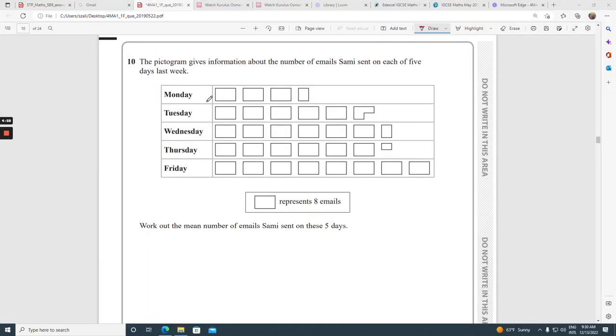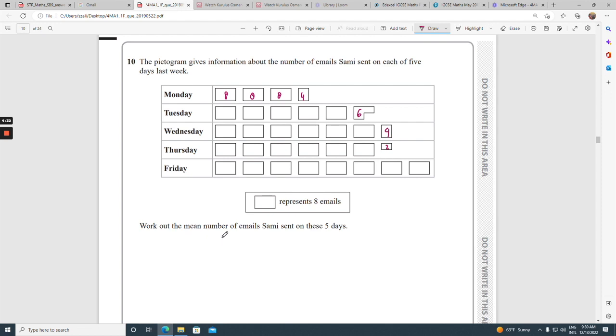The pictogram gives information about the number of emails Sami sent on each of 5 days last week. So here they are showing you that this one big box represents 8 emails. So 8, 8, 8, and this is half of it, so 4. This one is 3/4, so 6. This one is half, 4. This one is quarter, so 2. And all the big boxes are 8.